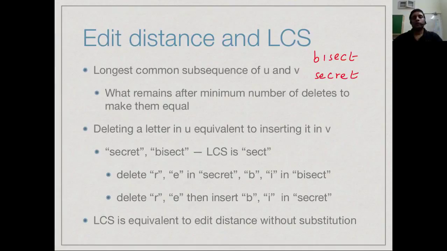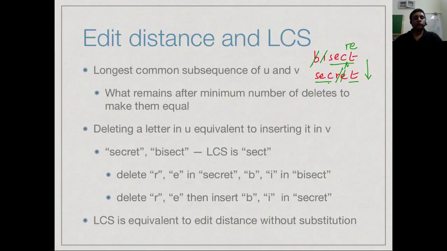Okay. So now in this, if I deleted the B and the I from here and the R and the E from here, then I'm left with exactly the longest common subsequence. The other way of thinking about it is that I start with one word and I'm transforming it to this word. So I first delete the B and I, and then I insert here the R and E. So I don't operate on both words and delete from both. I operate only on the first word.